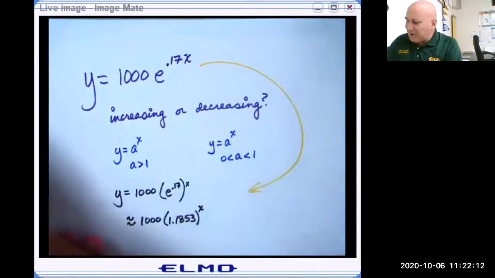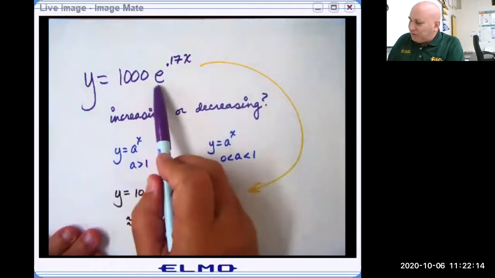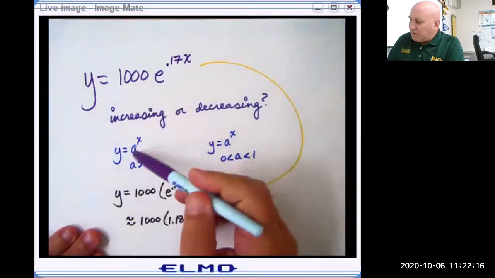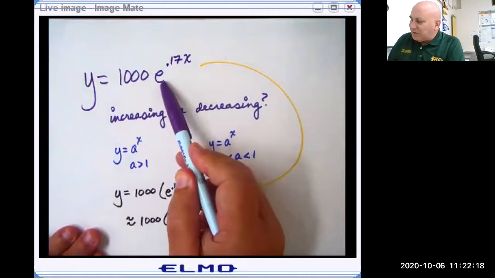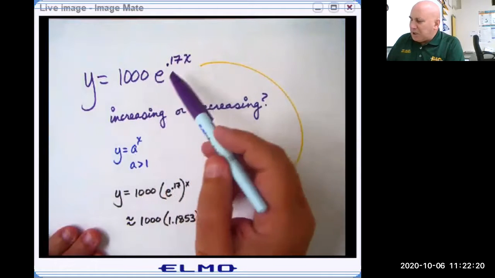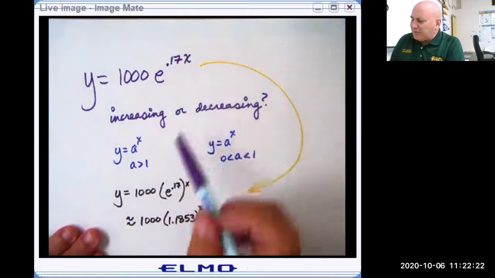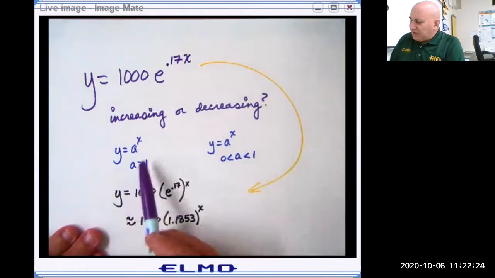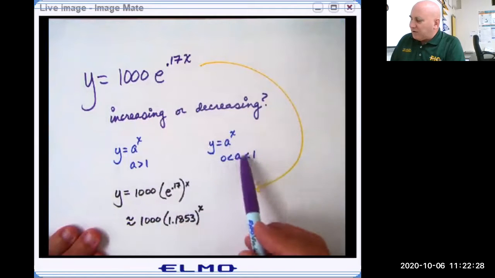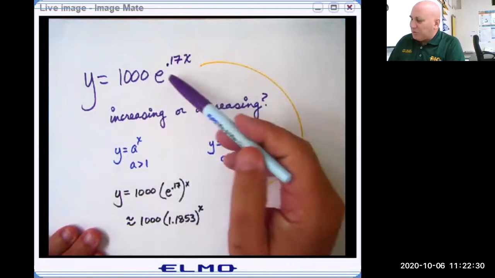Now in this problem, I might ask, is this function increasing or decreasing? Well, you say e is bigger than 1, but what about that 0.17? So if it's increasing, our base has to be greater than 1. If it's decreasing, our base is between 0 and 1.